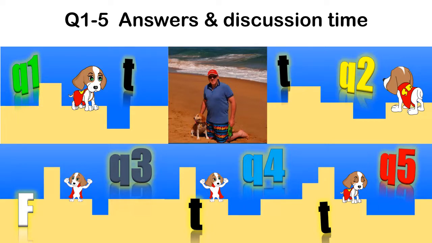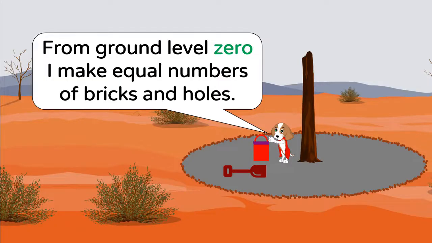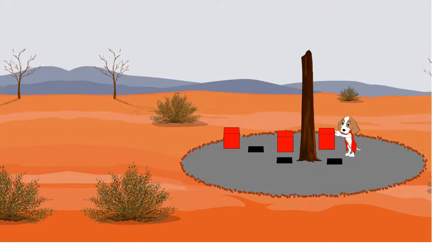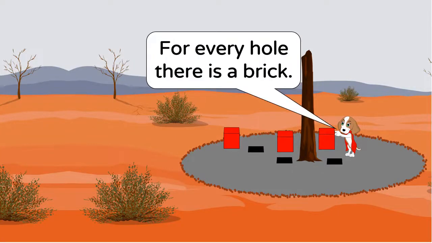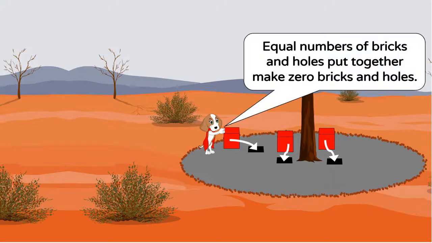So let's look at Podo the puppy. Here's Podo. I am from a town called Metic. Let's go there and play. So from ground level 0, I make equal numbers of bricks and holes. And then you can see there are 3 holes and there are 3 bricks. For every hole, there is a brick. From ground level 0, I make as many bricks as I make holes. Now this is all about the concept of correspondence, and you'll get more of these ideas starting to come through to you. So let's see what Podo does.